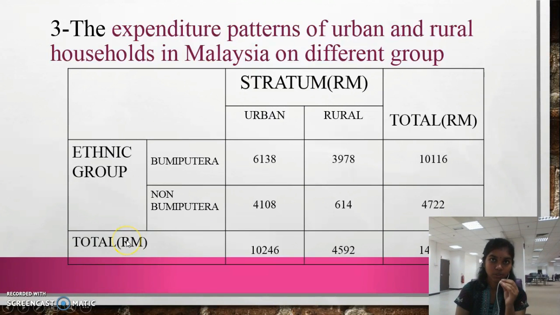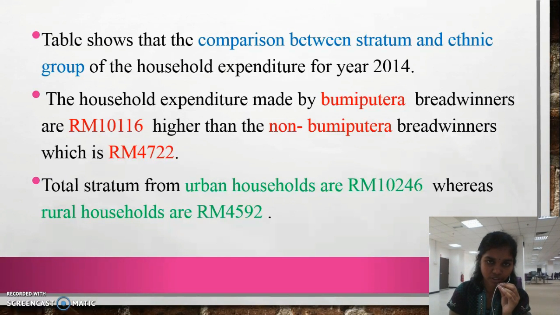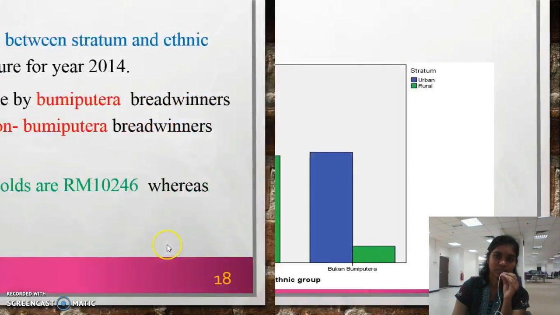Our third objective is the expenditure patterns of urban and rural households in Malaysia on different groups. Based on the table, we can identify the ethnic group, separated into urban and rural, and this is the total. The table shows the comparison between stratum and ethnic group of the household expenditure for the year 2014. The household expenditure made by Bumiputra breadwinners is 10,116 ringgit, which is higher than the non-Bumiputra breadwinners, which is 4,722 ringgit. The total stratum for urban households is 10,246 ringgit, whereas rural households are 4,592 ringgit.